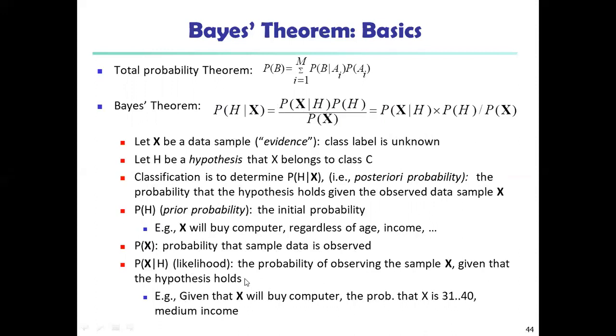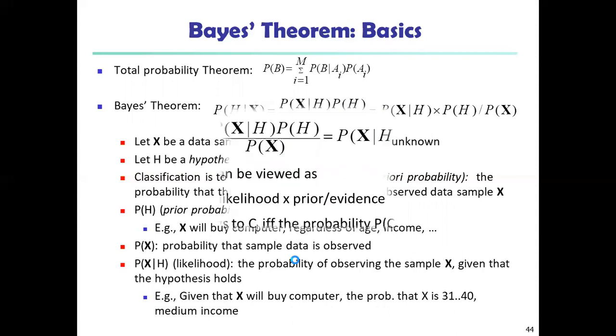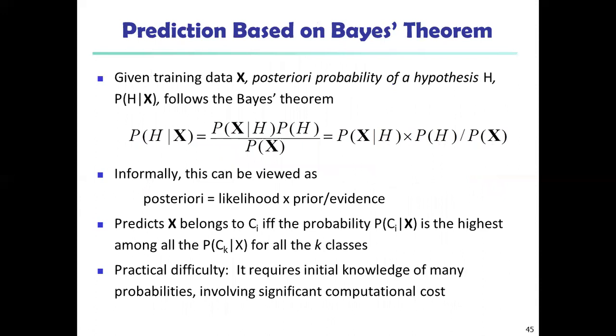For example, the probability that X is aged 31 to 40 with a medium income, that is, the income values will be denoted by X. So here is the prediction based on the Bayes theorem. The prediction is given the data X, and the posterior probability of the hypothesis, P of H given X, follows the Bayesian theorem.